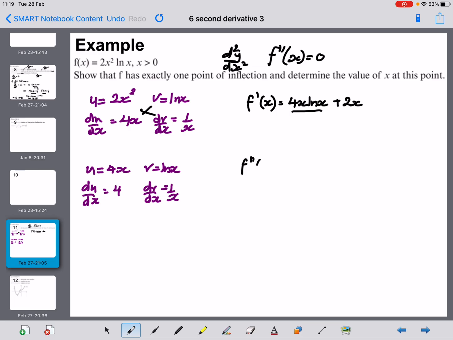So f double dash x is v du dx, so 4 natural log x, plus u dv dx. Now again, the x is going to cancel with the x, so we're just going to be left with the 4. But we also need to differentiate the 2x, so the derivative of 2x is 2. So f double dash x will be 4 natural log x plus 6.